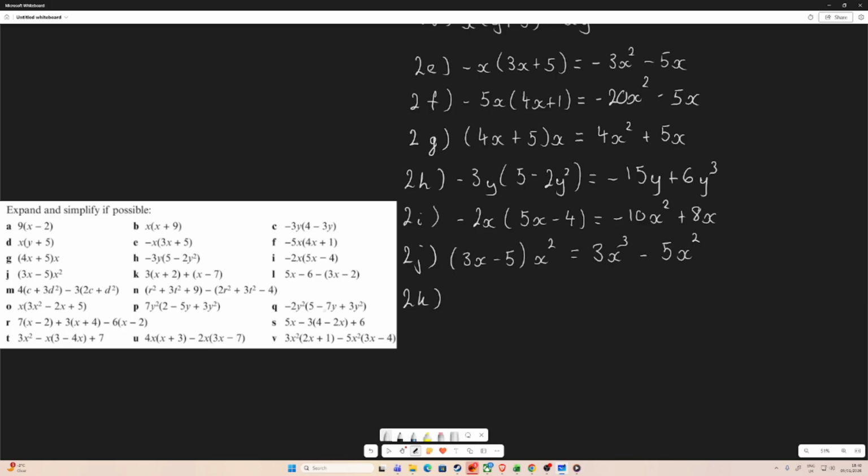Okay, let's see. So we have 3 into x plus 2 plus, in the brackets, that's important, x take away 7. So let's expand the first bracket. So that's 3x plus 6 plus x minus 7. So that equals 4x. 6 take away 7 is take away 1.